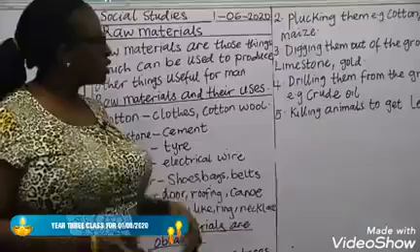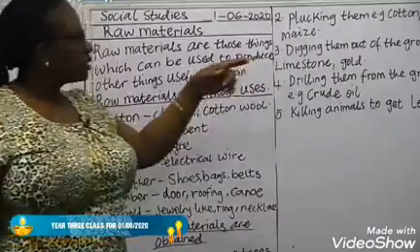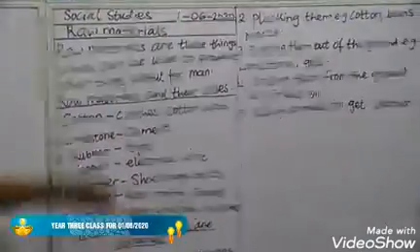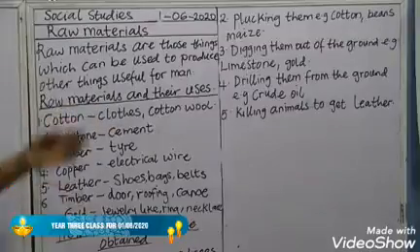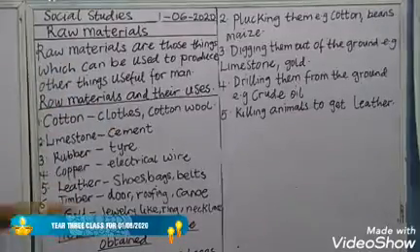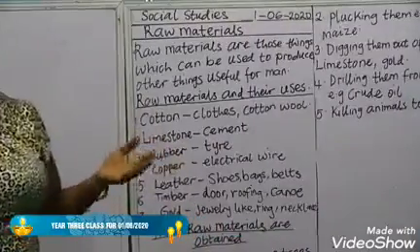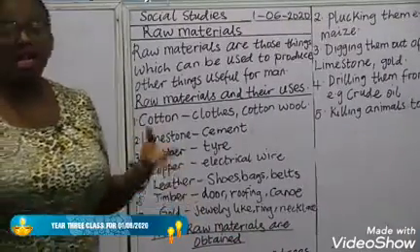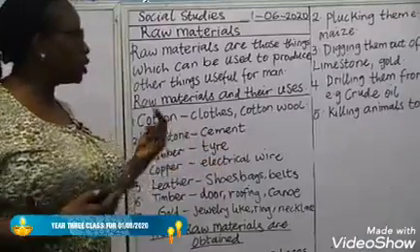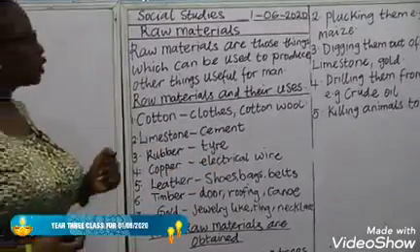Then digging them out. We can dig out minerals from the ground like limestone and gold. Limestone is useful in the cement industry, and gold is useful in the jewelry industry to make our chains, our wristwatches, our earrings, our rings that we put on our fingers, and so on and so forth.